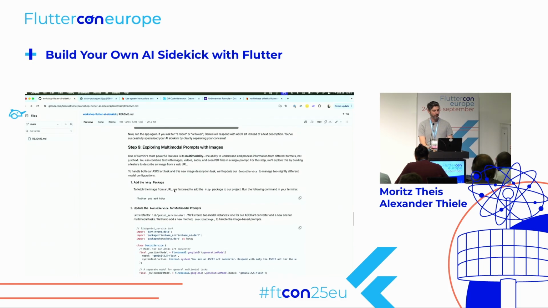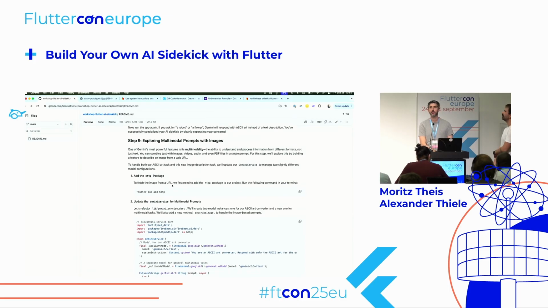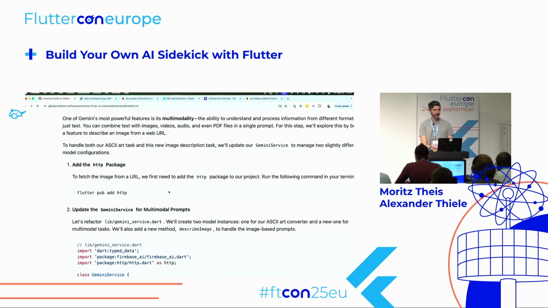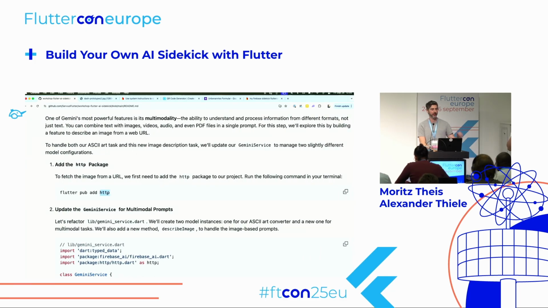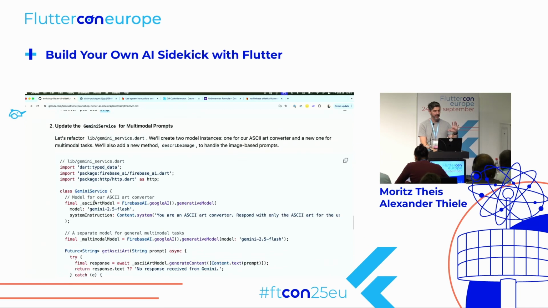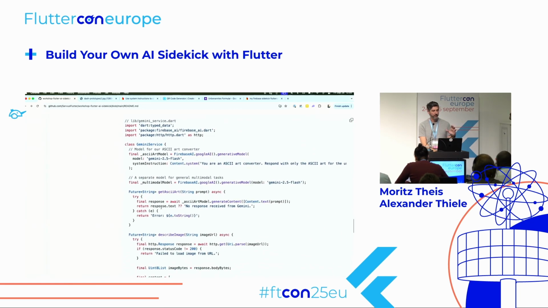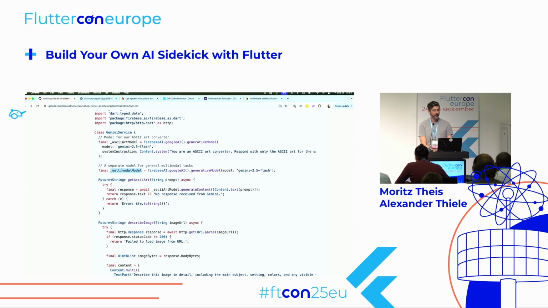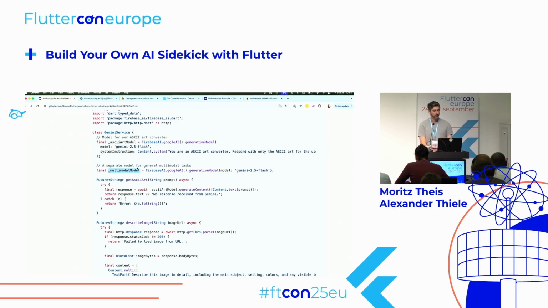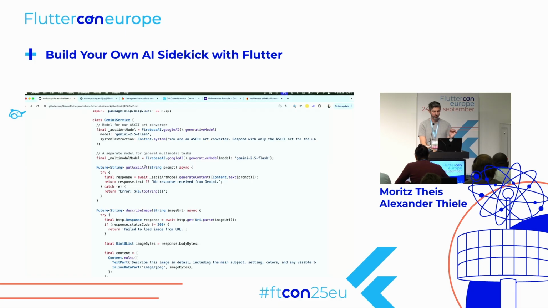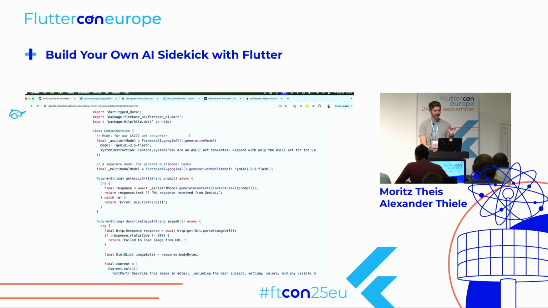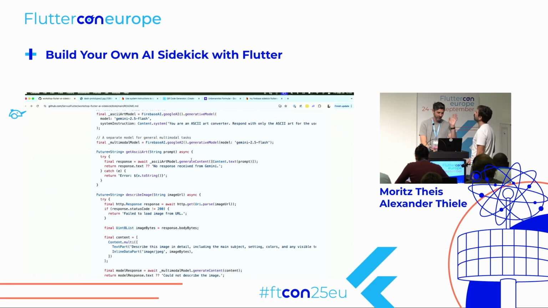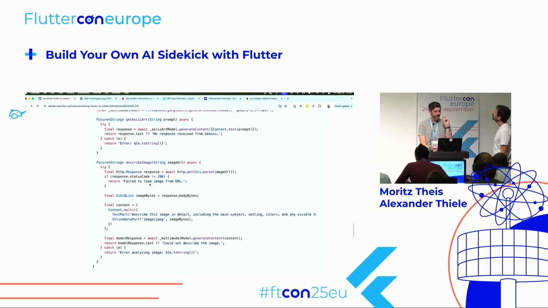Yeah, multimodal prompts with images. So in our example, we download the image. We have this HTTP package that we need to add just because we want to make an HTTP request. And if we now take this and replace it with the Gemini service, you can see this stays the same. So we have a system instruction here as well, and then we have a multimodal model. This is the same separate model for generating multimodal tasks. Isn't it the same? Okay. Yeah, it's the second one. It's fine. Okay, and then we use this to describe this image. So in this case, we basically download the image.